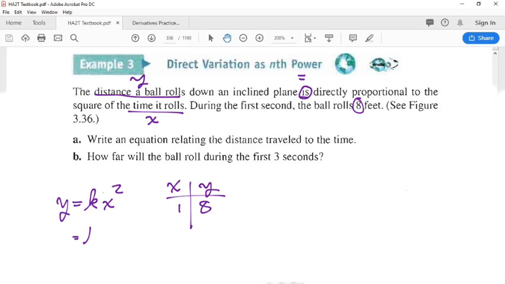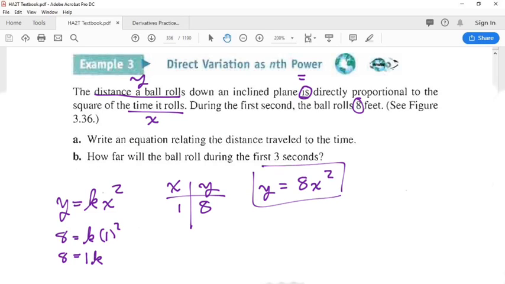If I plug in 1 to x, and I plug in 8 to y, I get 1k equals 8. And so that means our equation is going to be y equals 8x squared. So there's our equation. That's A. Let's box that. Next one says, how far will the ball roll during the first 3 seconds?